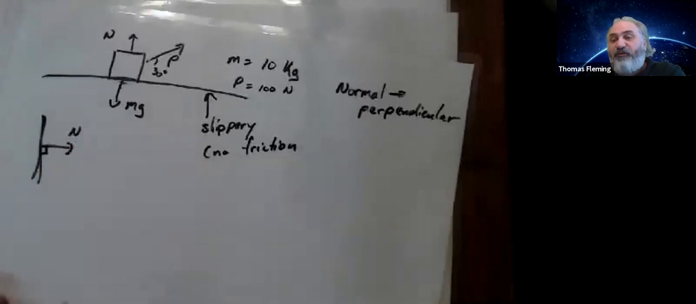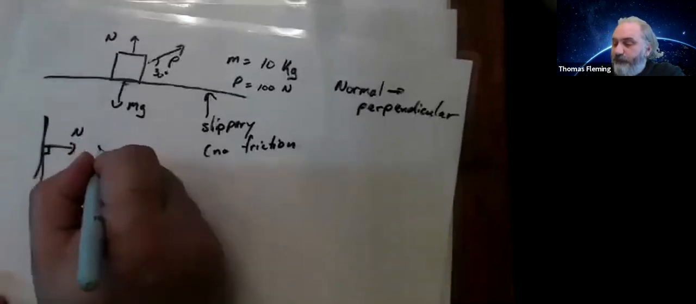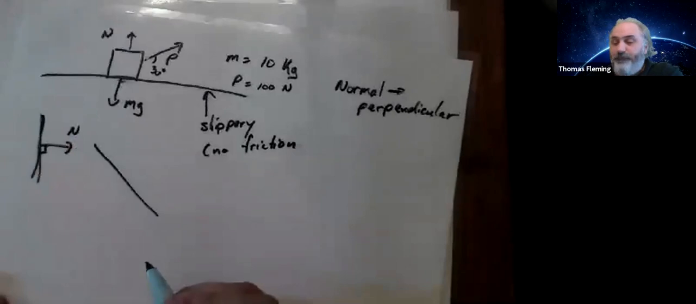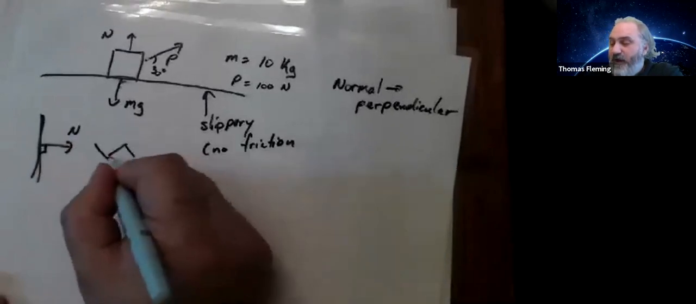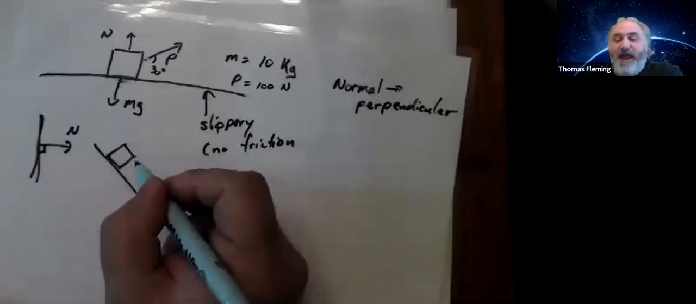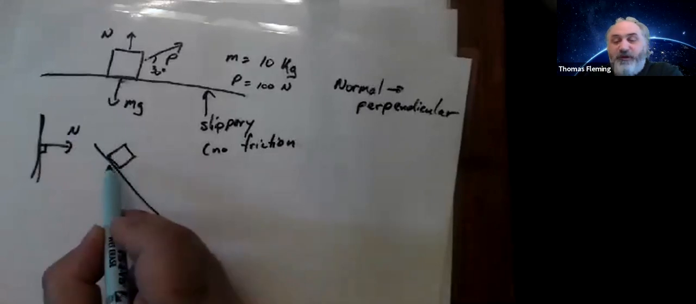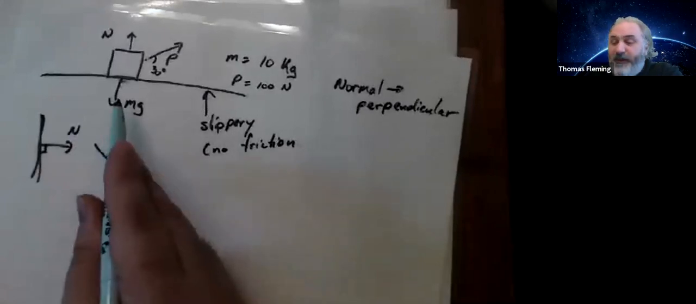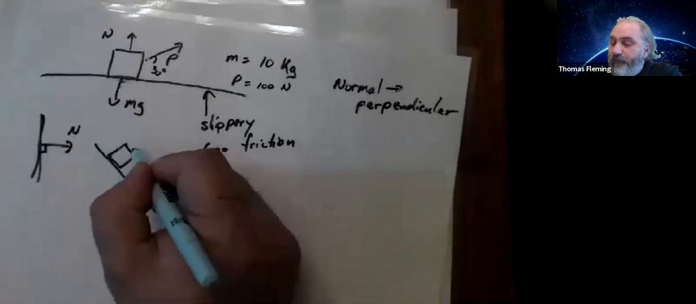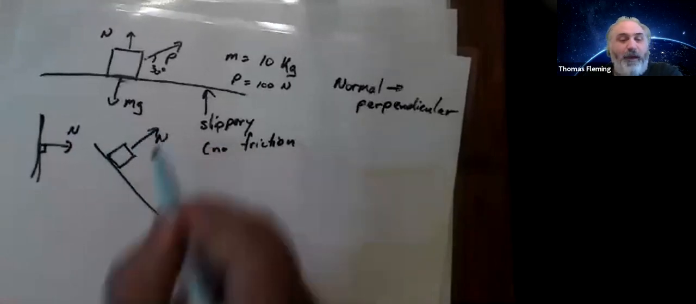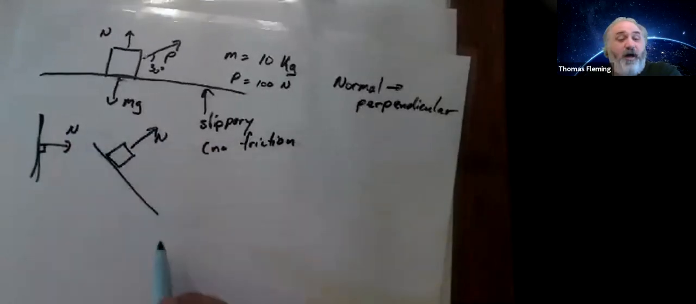What if I was on a slant? Here's slanty ground. I put a box on the slanty ground. Well, what's going to happen is the force from the ground would not be straight up anymore. It would be perpendicular to the ground. So the normal force might be a little bit slanty if I was on an incline.